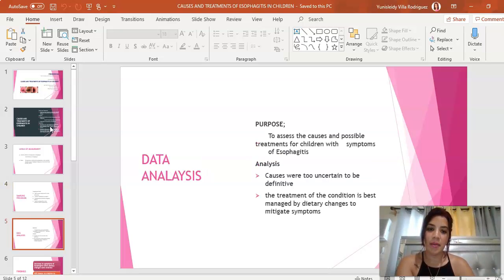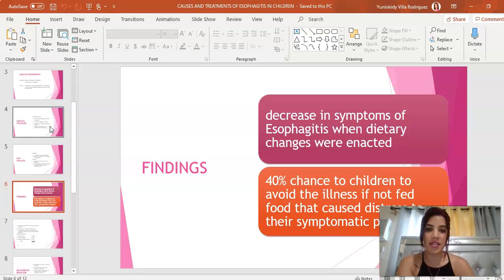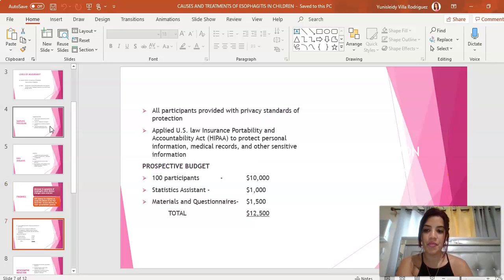Data analysis. Purpose: to assess the causes and possible treatments for children with symptoms of esophagitis. Analysis: the condition is best managed by dietary changes to mitigate symptoms. Findings: a decrease in symptoms of esophagitis when dietary changes were enacted. Children have a 40% chance to avoid the illness if not fed foods that cause distress to their symptomatic parents.